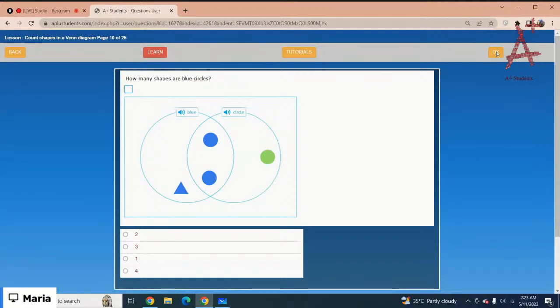Okay, how many shapes are blue circles? So which is the correct option? Blue and circles. Which is the correct option? You have just two of them. They are blue and circle as well. So the correct option is two.